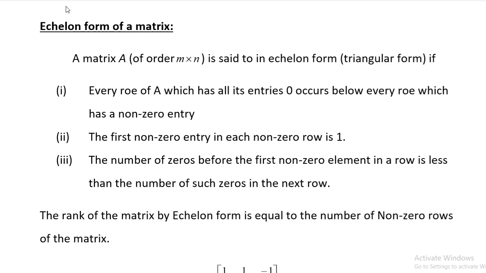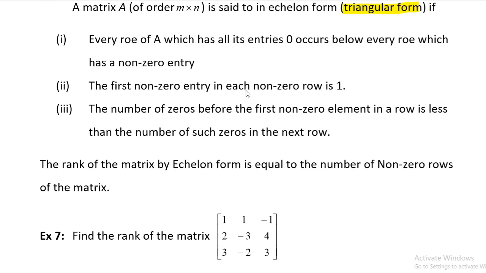An echelon form of a matrix is a triangular form, basically, where each row of A which has all its entries 0 occurs below every row which is non-zero. So the first thing is all 0 rows, meaning all the elements are 0, I can call it a 0 row. All 0 rows are at the bottom, and non-zero rows are above. This is the first condition.